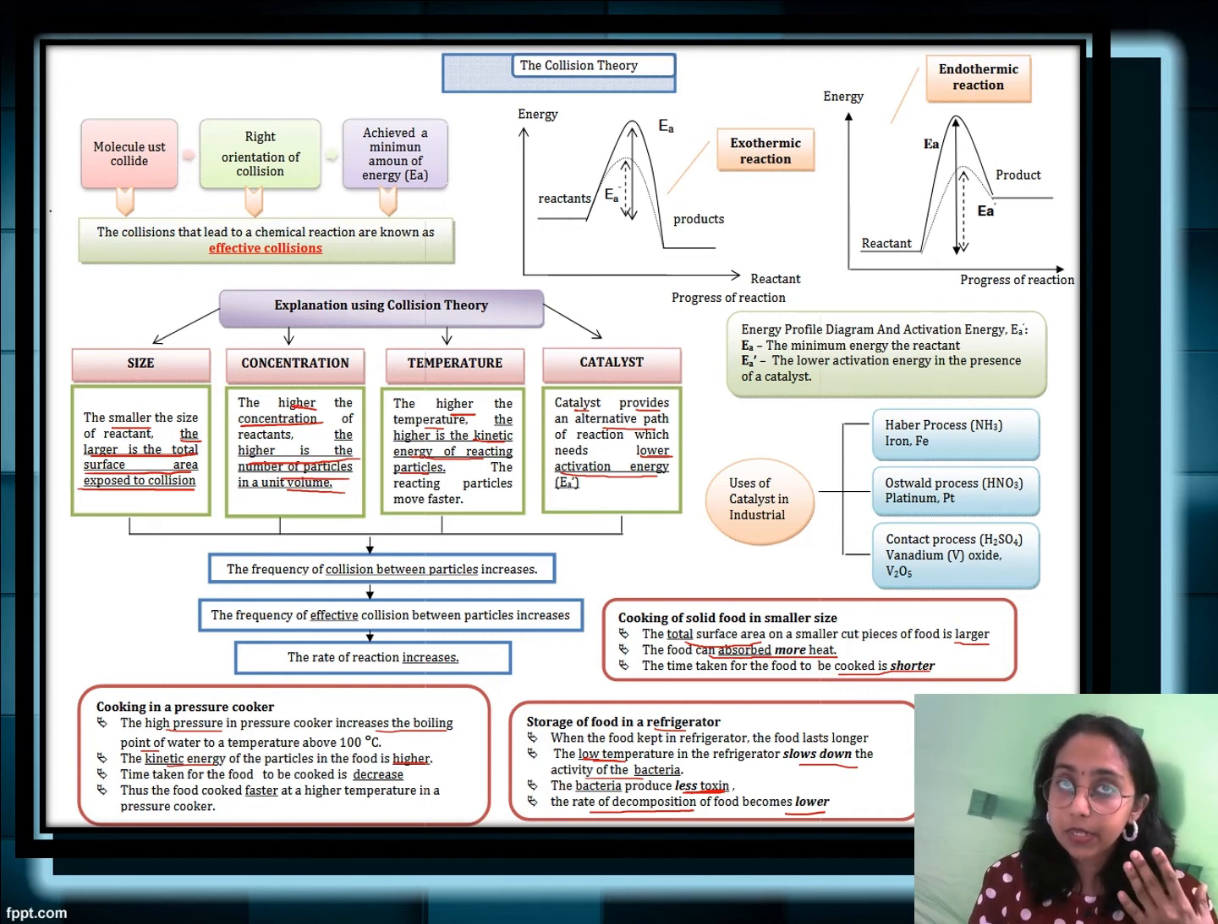So when we are using a smaller piece of charcoal, it will burn quickly and produce more heat. When it produces more heat, the food will be cooked in a shorter period of time. So these are the common type of application that will be questioned in your paper too. Now we are moving to the next session.